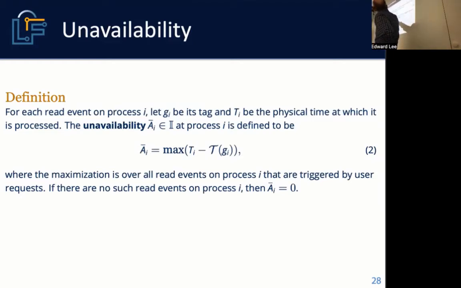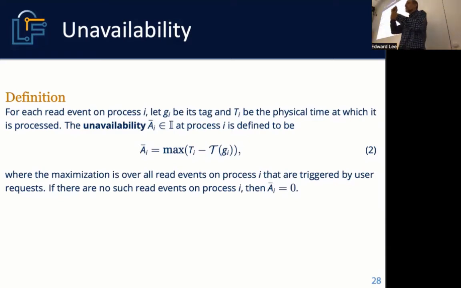So if you have a read event on process I, and d sub I is the tag of the read event, capital T sub I is the physical time at which the read event is processed. The unavailability at process I is the maximum difference between this physical time and the tag. How does that make sense, right?